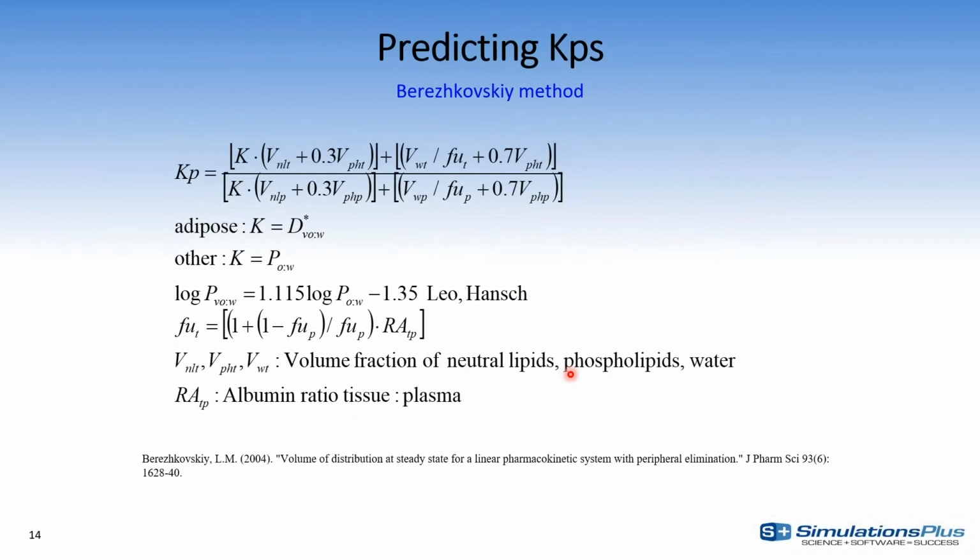Next is the Berezhkovskiy method. In this method, they consider the same type of binding to neutral lipids, phospholipids, and water, but it's a little bit different form than the Poulin and Theil method. They made a small modification, but the bindings are similar to the Poulin and Theil method.